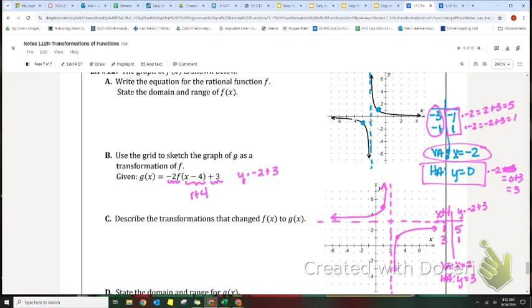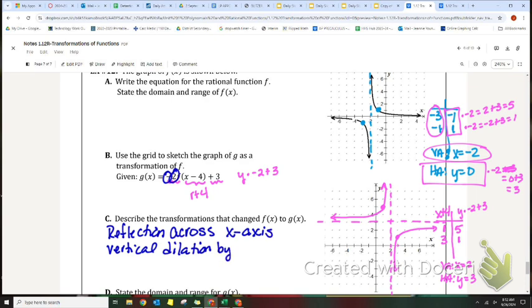C says describe the transformations that change f of x to g of x. Well, we're just going to go through the pieces. So we can see that the negative, remember, was a reflection across the x-axis. And so does it look like my graph flipped upside down? It does. The 2 is a vertical dilation. I like the word dilation, so we're going to change it by a factor of 2.